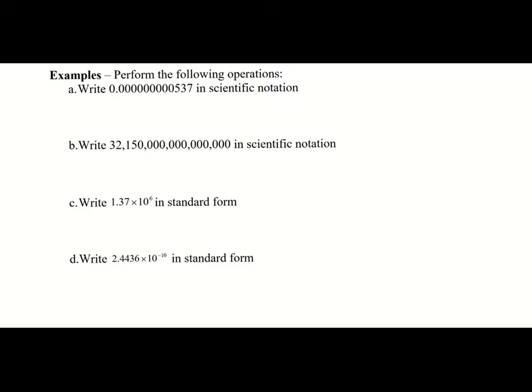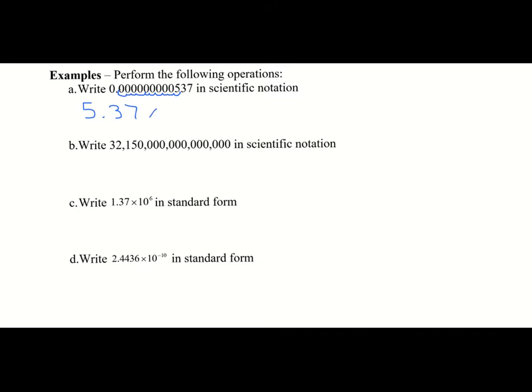And again, remember, the first thing we have to do is find a, and we have to make a number between 1 and 10. So what I'm going to do is I'm going to move that decimal point over. I'm going to count as I do it. So 1, 2, 3, 4, 5, 6, 7, 8, 9, and then 10. If I stop right there, that's going to give me the number 5.37, which is a number between 1 and 10. Okay, if I go further, it would be like 53.7 or 537, which is not between 1 and 10. So you want to stop when you get between 1 and 10.